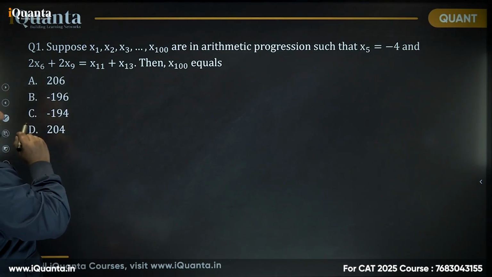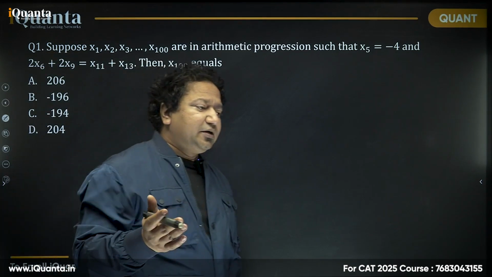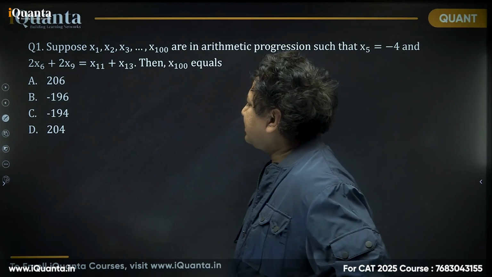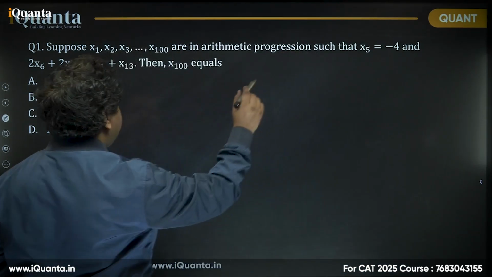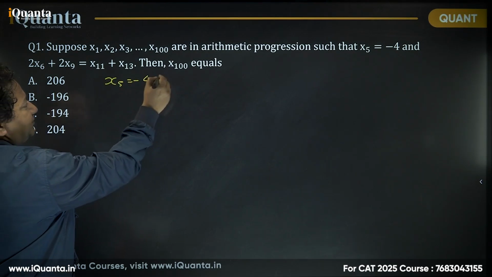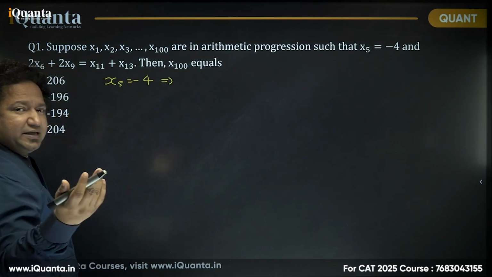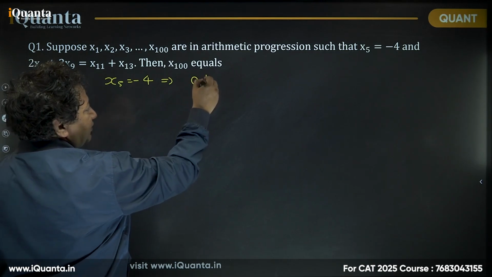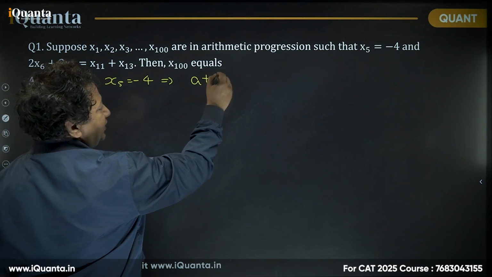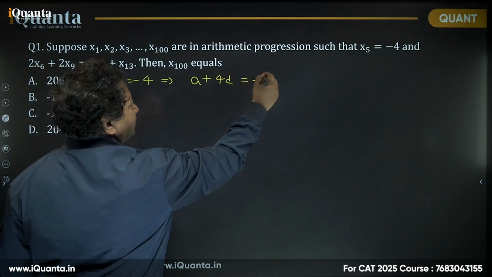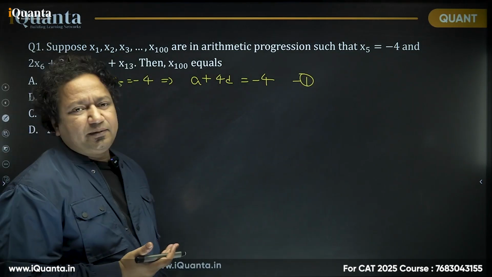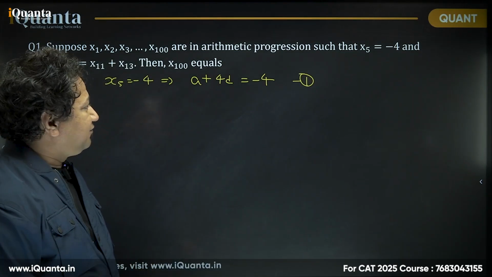So this is a classic question of algebra in which two concepts have been used, sequences and series, and also linear equations. I'll show you how. It says x5 equal to -4, that is given to us. So when x5 is equal to -4, what does that mean? If the first term is a, then a plus n minus 1 d, where n is 5 here. So it will be a plus 4d, that will be -4. Let this be equation number 1. Now you can see that we have an equation with two variables, a and d. We need to find them out and we'll be able to solve our question.